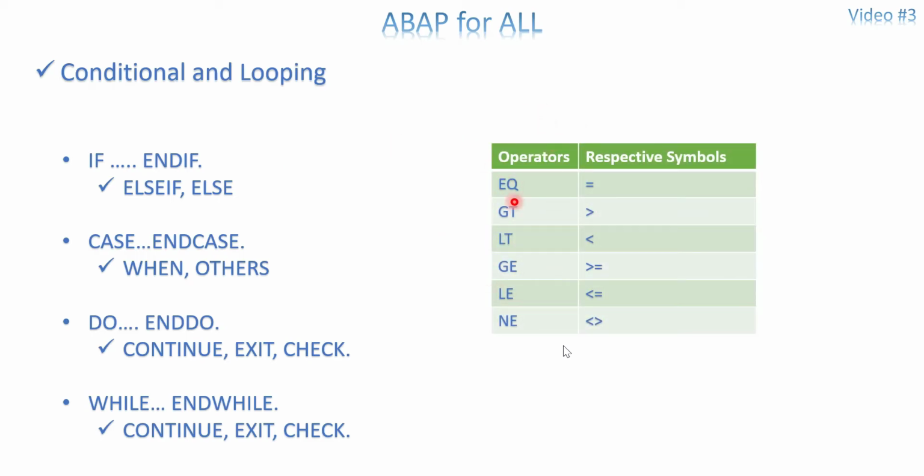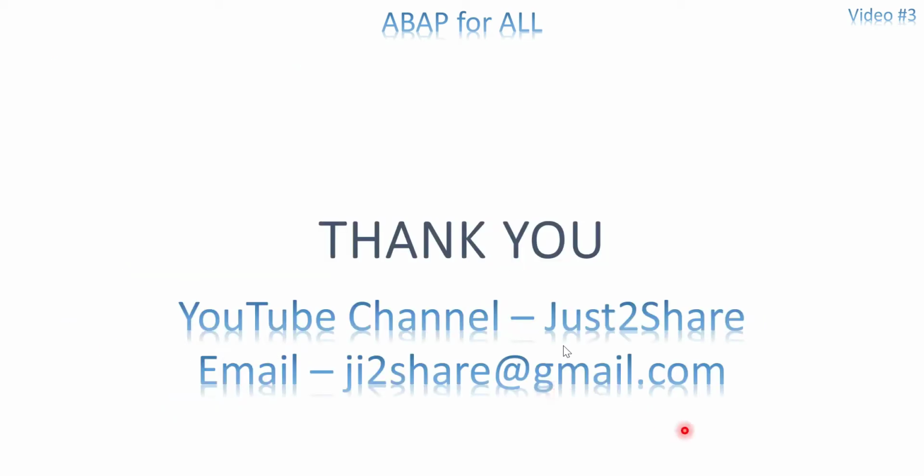So you have two options: either you can use an alphabet form or you can use an operator directly. So equal, greater than, less than, greater than or equal to, less than or equal to, and not equal to. Clear? Fine. Let's see the system.